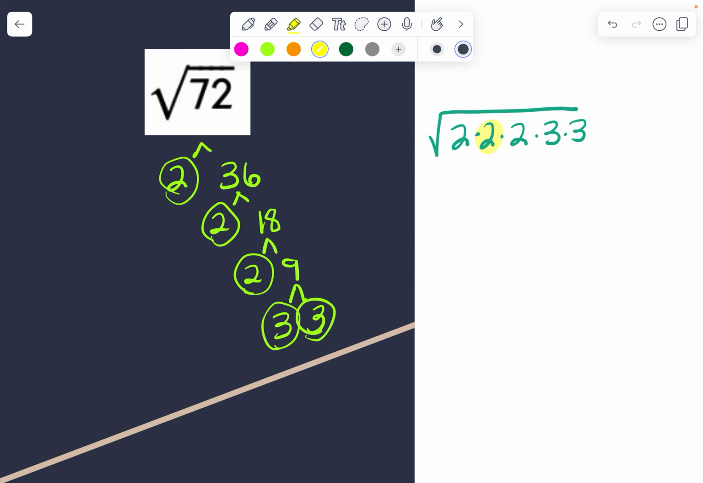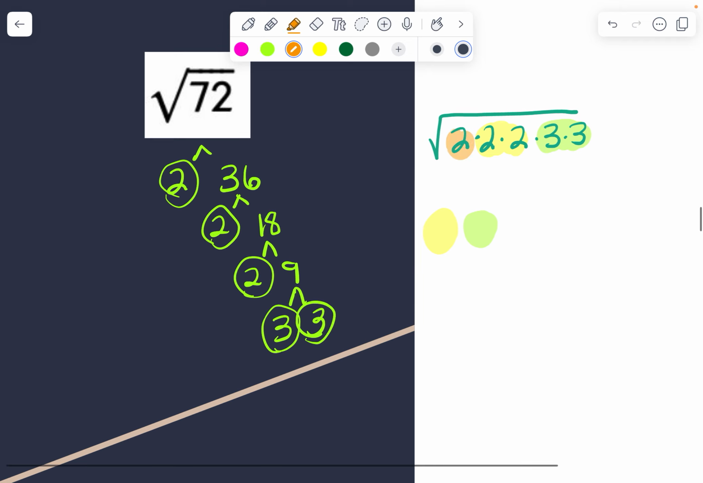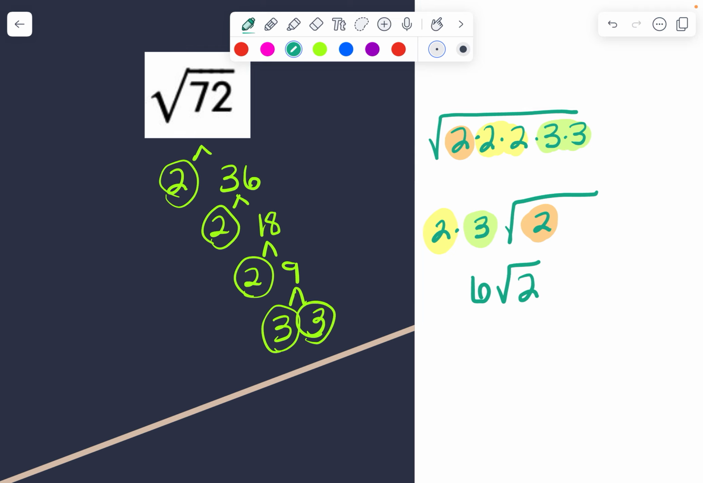We have a couple different pairs in here. We have a pair of 2's, and we have a pair of 3's. And then we have another 2 that needs to stay on the inside because it doesn't have a pair with it. So the outside then is 2 times 3, and the inside is just 2. 2 times 3 is 6. So 6 times the square root of 2 is our final answer.